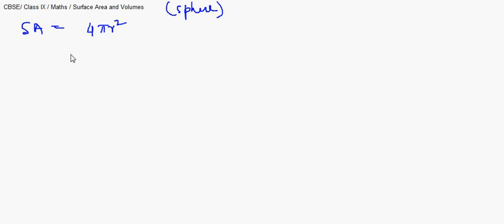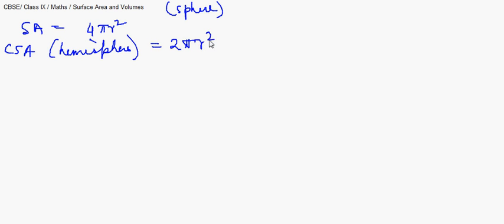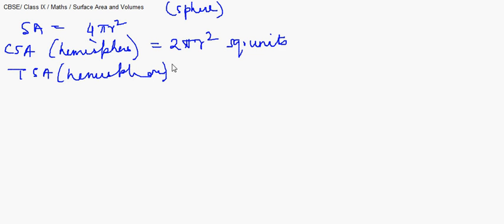Curved surface area of a hemisphere will be given by 2 pi r square, and that too will be in square units. When we are talking about the total surface area of the hemisphere, it will be 3 pi r square. I tell you why. Total surface area of hemisphere will be 3 pi r square, the same square units.